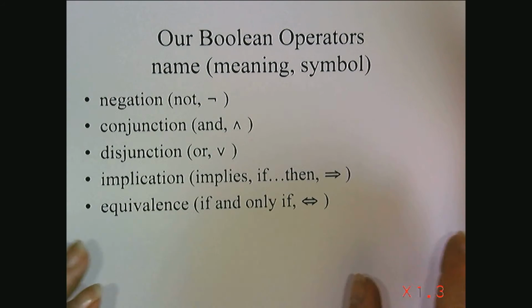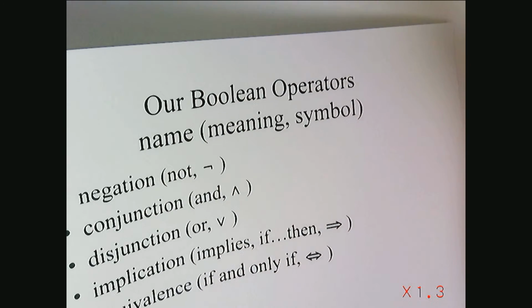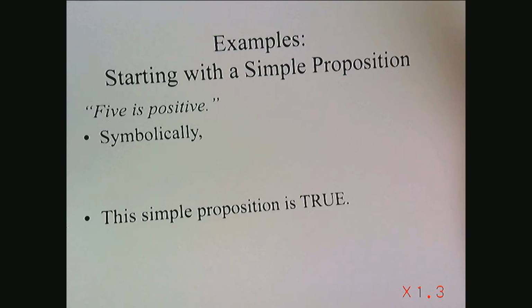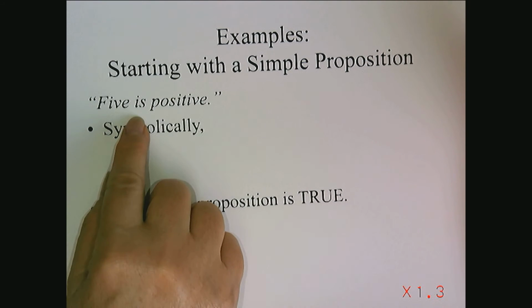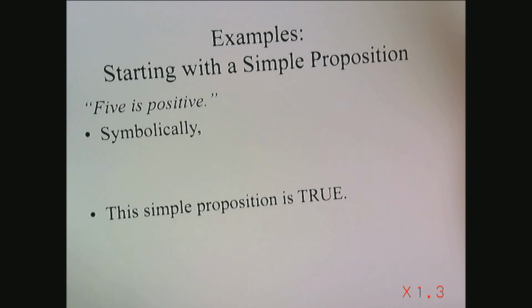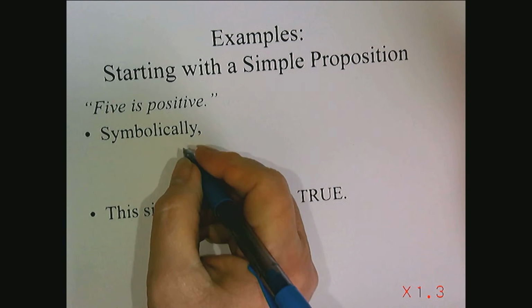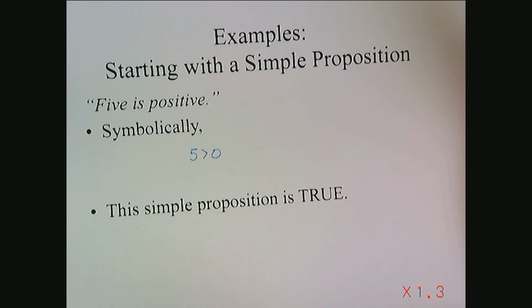So to start with, though, I wanted to look at a simple proposition like in the last video. Say 5 is positive. Now one of the things we'd like to do is to be able to write this symbolically. 5 is positive. So we could write that as 5 is greater than 0. That's 5 is positive. And notice that this simple proposition is true. The number 5 is greater than 0.